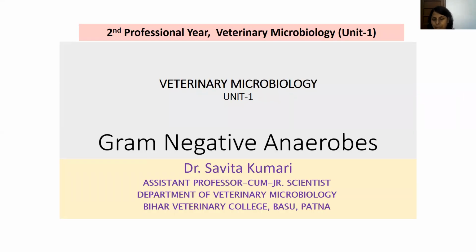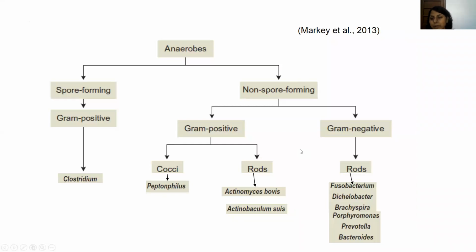Today's topic is gram-negative anaerobes. Anaerobic bacteria are of two types: one is spore forming and the other is non-spore forming. Spore forming bacteria are gram positive, and examples are Clostridium and Bacillus. Non-spore forming anaerobic bacteria may be of two types: gram positive as well as gram negative.